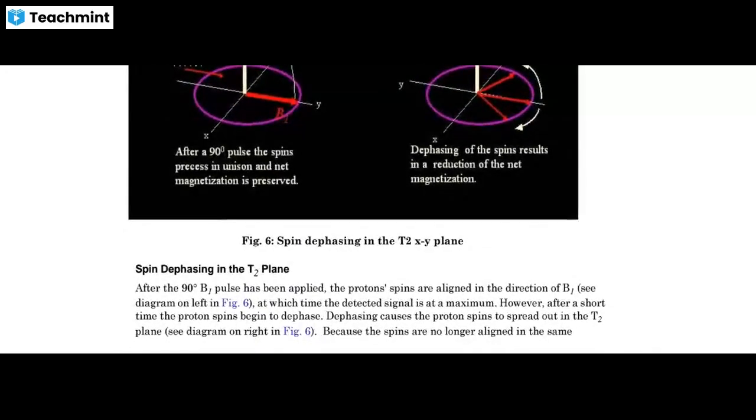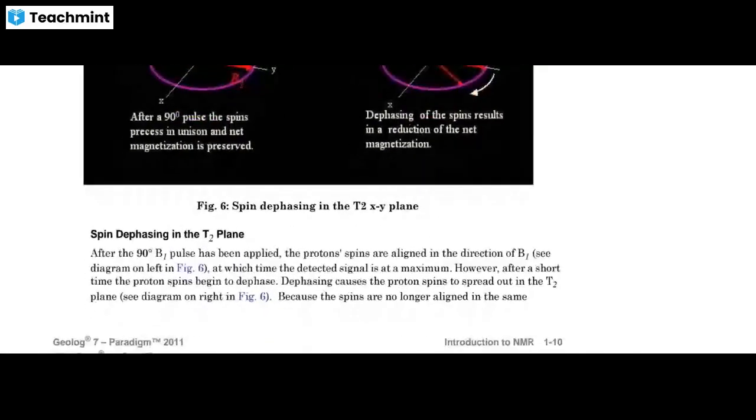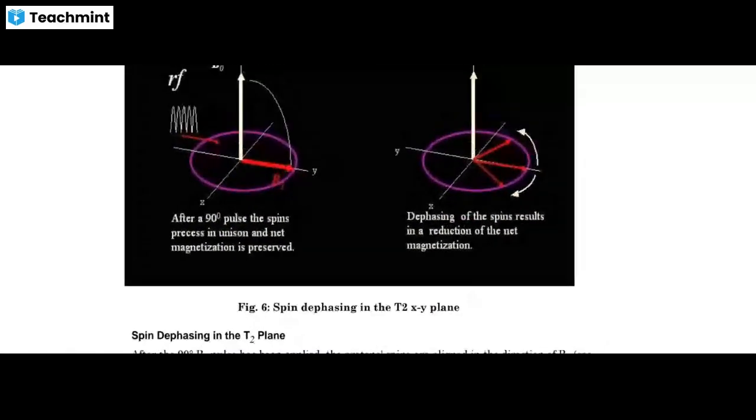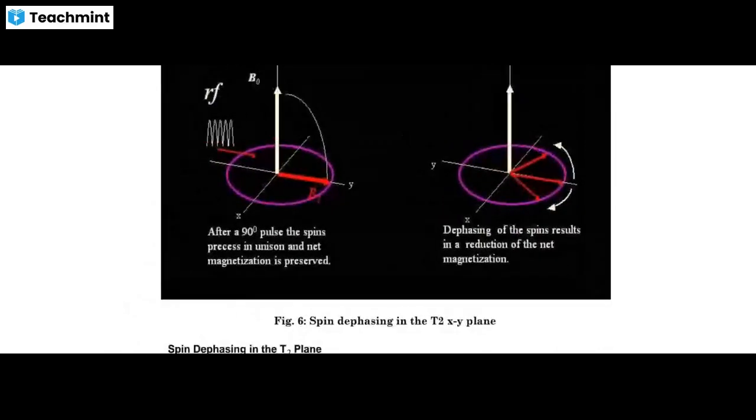So after the 90 degree B1 pulse has been applied, the proton spins are aligned in the direction of B1. You can see the diagram on the left, at which time the detected signal is at maximum. After a short time, dephasing causes the protons to spread out in the XY plane, as in the diagram on the right, because the spins are no longer aligned. That is called spin dephasing in the XY plane.